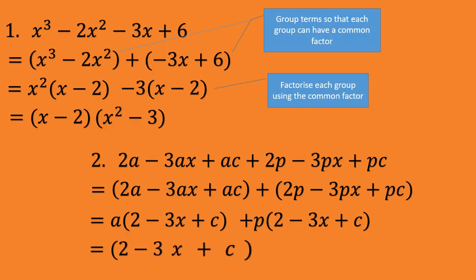So again now 2 minus 3x plus c is our new common factor because it appears in both sets here, and of course when we take it away here, a is left, and when we take it away here, only p is left. So our final answer will be 2 minus 3x plus c, and a plus p are my two factors.